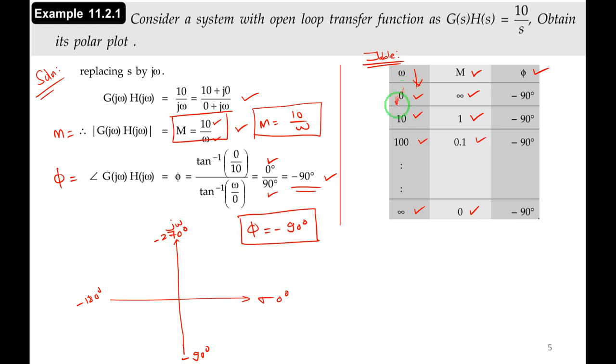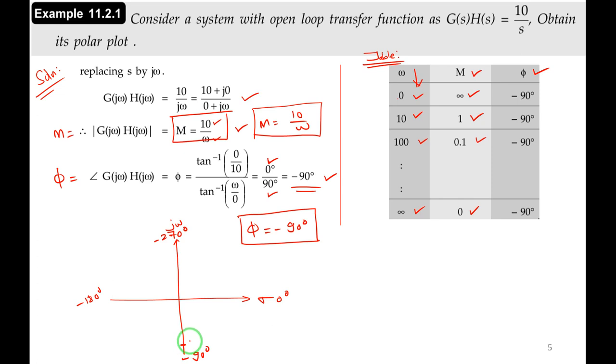Next, first we'll take omega equal to 0. What is the magnitude? It is infinity. What is the phase? Minus 90 degree. Minus 90 degree means this line. But the magnitude is infinity, and I cannot just go on extending this negative. So let me mark infinity here. Actually, this is not infinity, but let us take this as infinity.